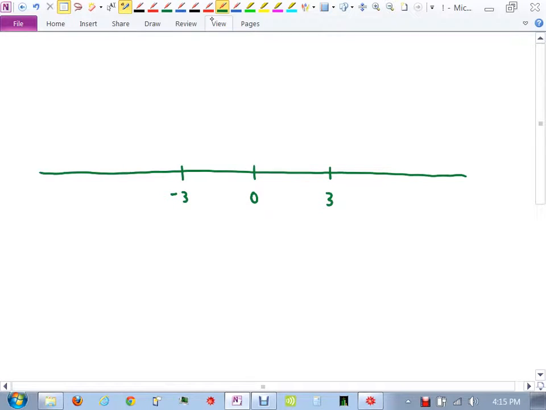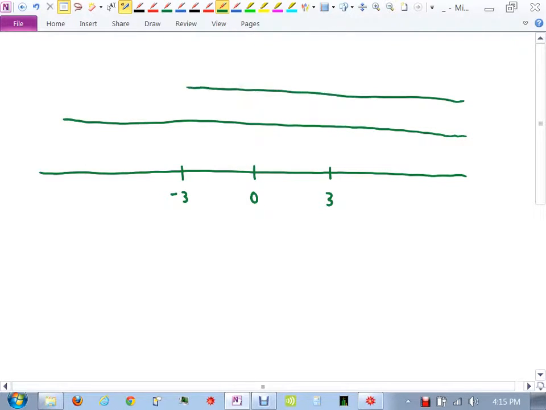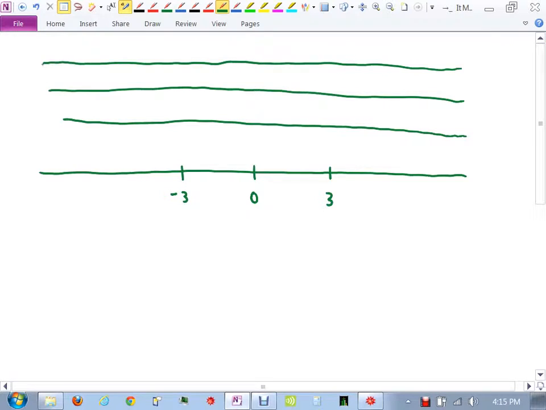Now, above this, I'd like you to draw 1, 2, 3 lines, and then we're making a table here, like this. And then dotted lines coming straight up from those critical numbers, like this.